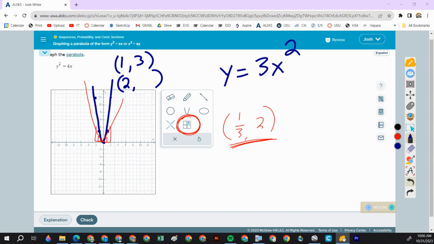So either way. Question? Well, don't do that. All right, get to work.